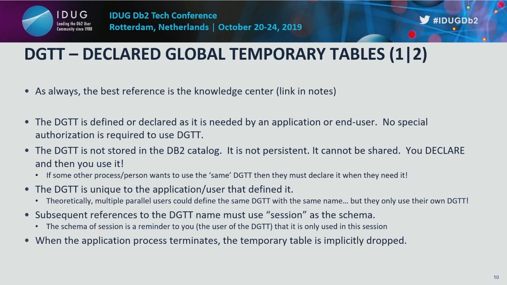If some other process or person wants to use the same DGTT with the same name, perhaps because they're running the same script, that's allowed and possible, but they have to declare it as well and then use it themselves, because it's their own DGTT. Within your SQL, your subsequent references to it must use SESSION as the schema or creator. I think the schema of SESSION is a reminder to you, the user of the DGTT, that it's only used in this session, like SESSION.DGTT. And when the application process terminates, this type of temporary table is also implicitly dropped.